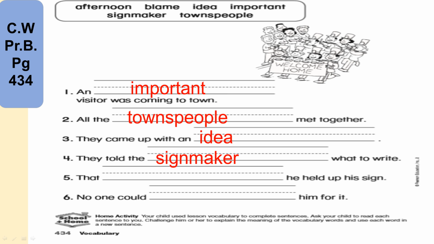After that, please point at sentence number 5. Read together with me, kids. That blank, he held up his sign. That what? Who can tell me, kids? That afternoon, he held up his sign. The sign maker again, he made that sign for them, and during the afternoon time, he held up his sign. So afternoon means around 12 o'clock.